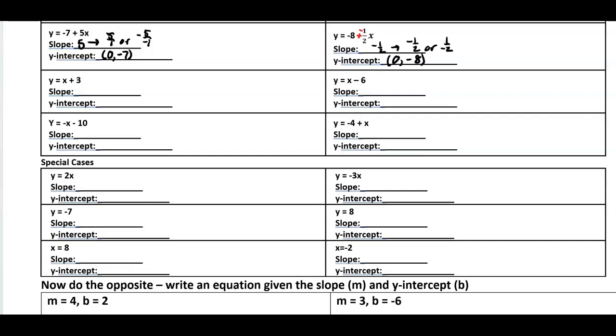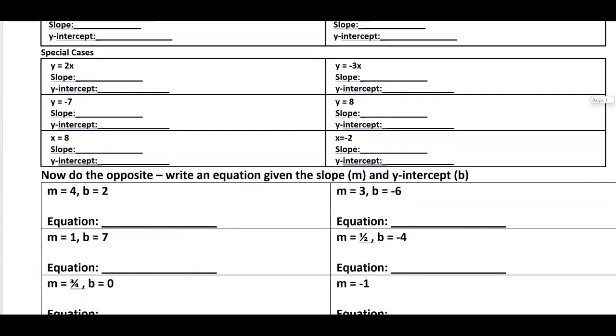Now, when you have a variable by itself, remember it has a coefficient of 1, so your slope here is just 1, which you can write as 1 over 1 or negative 1 over negative 1. They usually don't write 1x, they just write x. And the y-intercept in this case is 0, 3. You take the rest of those.